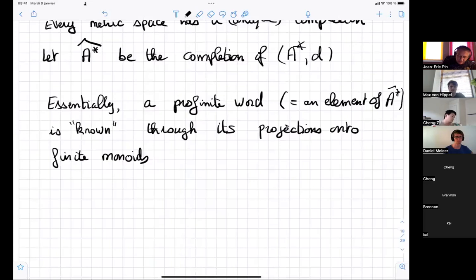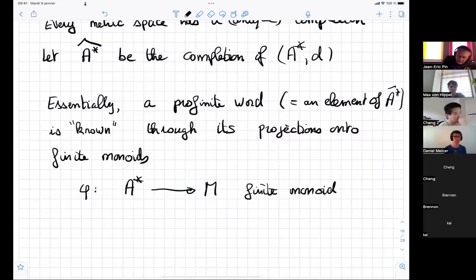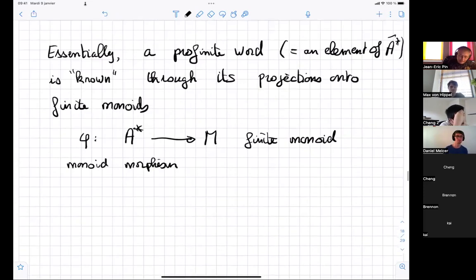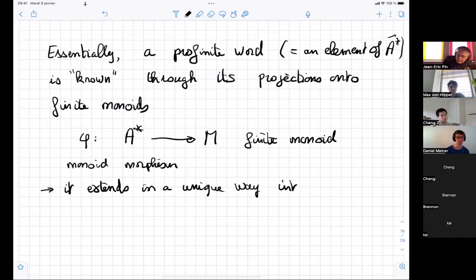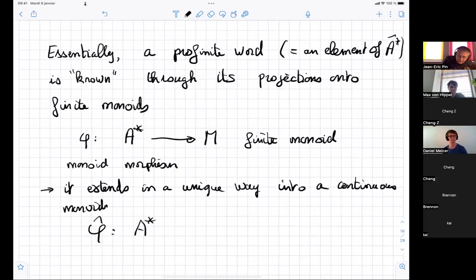So the idea is that if you have a monoid morphism phi from A star to a finite monoid M, then it extends in a unique way into a continuous monoid morphism phi hat from A star hat to M. The M is discrete, okay? So this is D, then discrete.